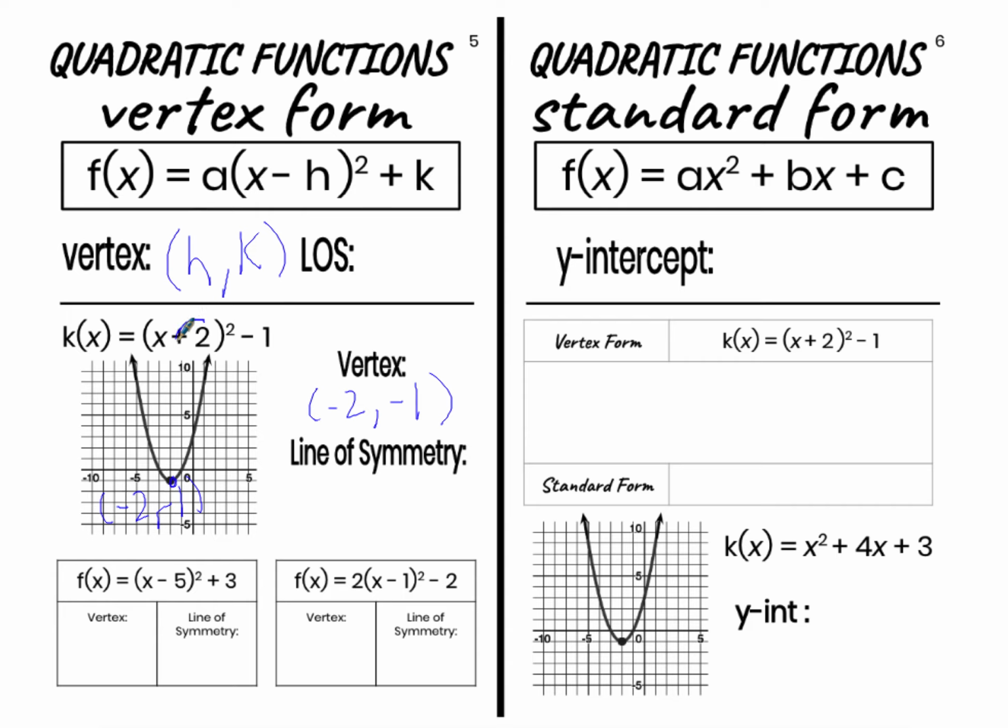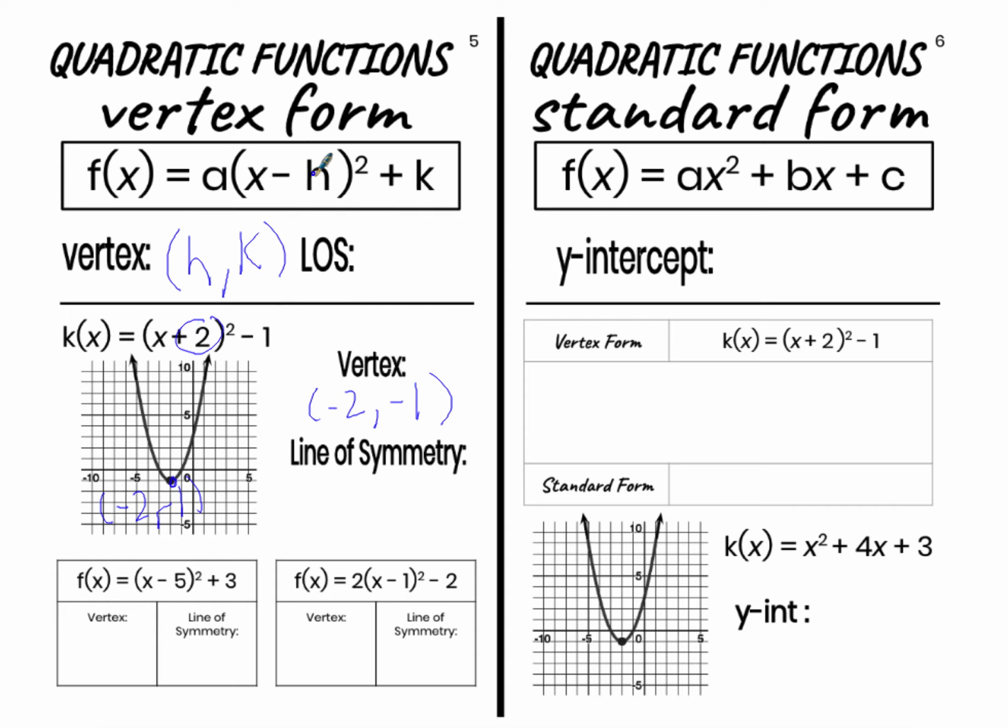Again, we're remembering that the h is the opposite of whatever is inside the parentheses. This is accounted for by the fact that our generic vertex form is x minus h. So in the case of, for example, -2, x minus -2 becomes x plus 2.